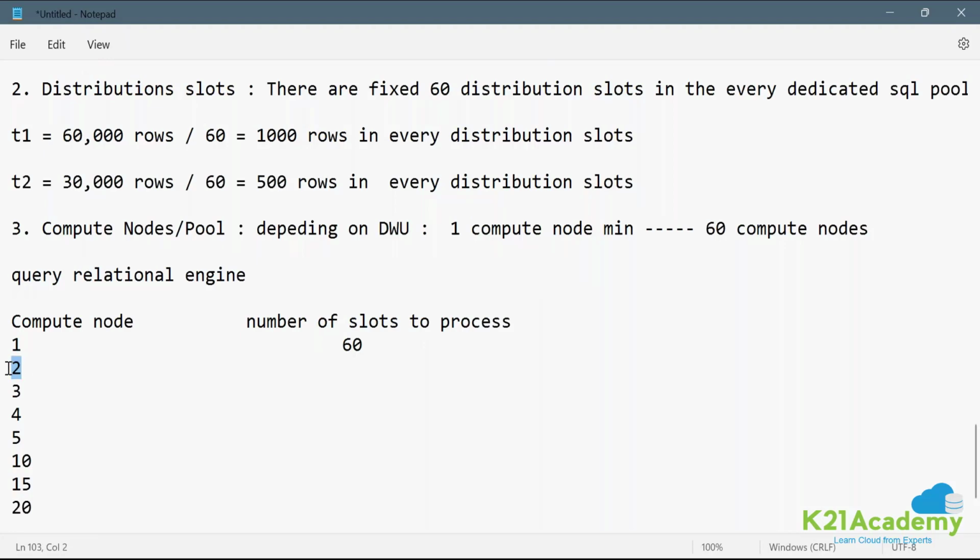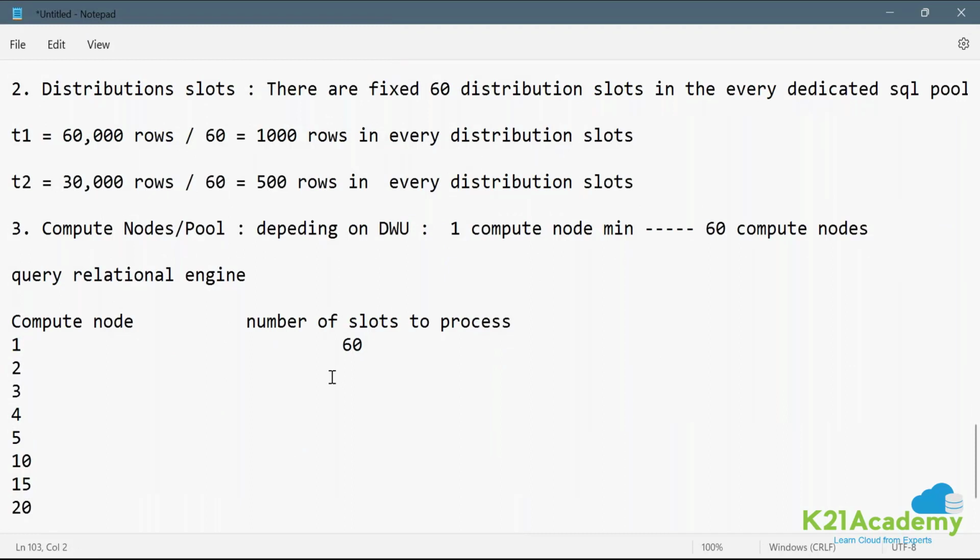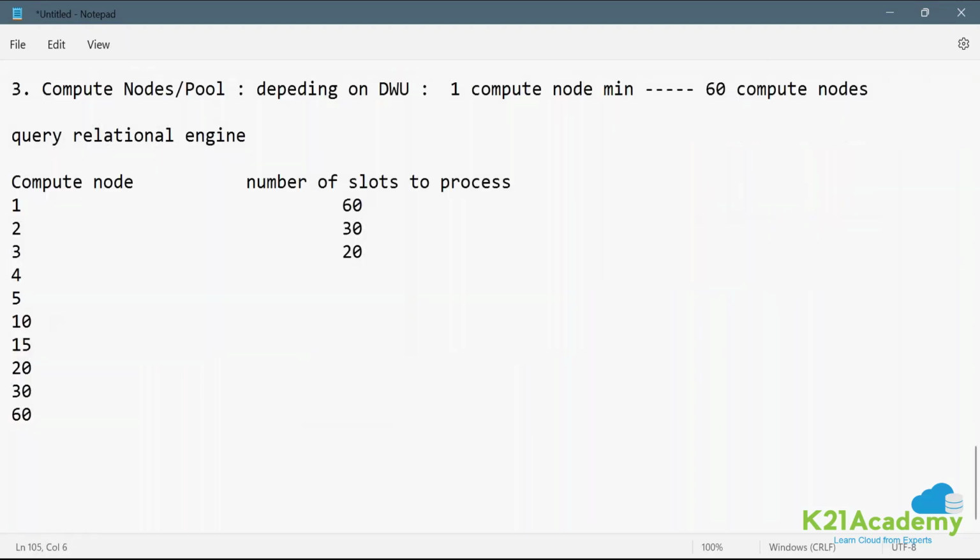If you have two workers or two compute nodes, they could say, let me process 30 buckets and you process 30 buckets. So both will process 30 buckets. Correct? When you have three, all three will say, let's process 20 buckets. 4, 15 buckets. 10, 6 buckets, right? Each one of them will process 6 buckets. 5, 12 buckets each, right? So each guy will process 12 buckets.